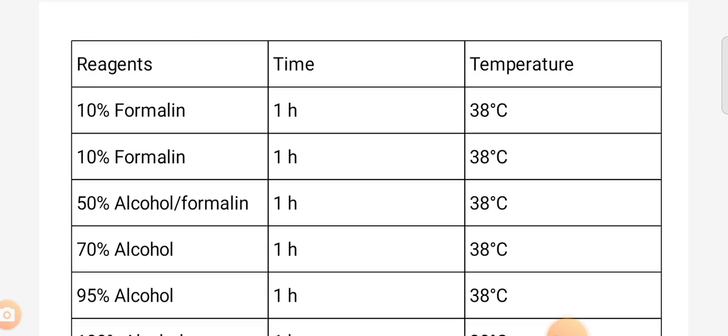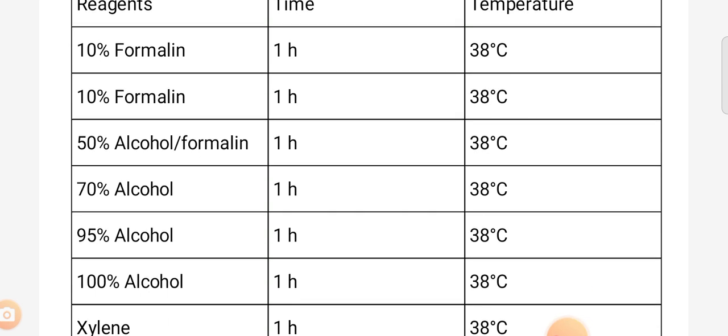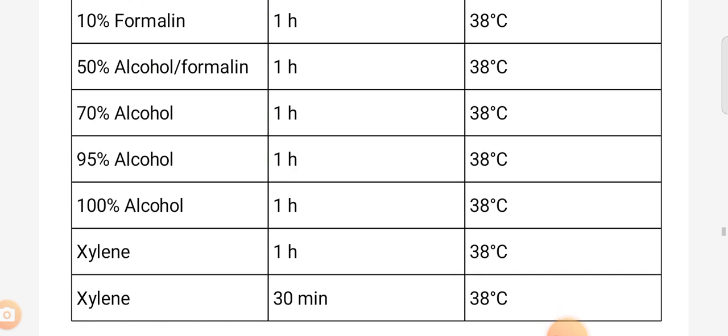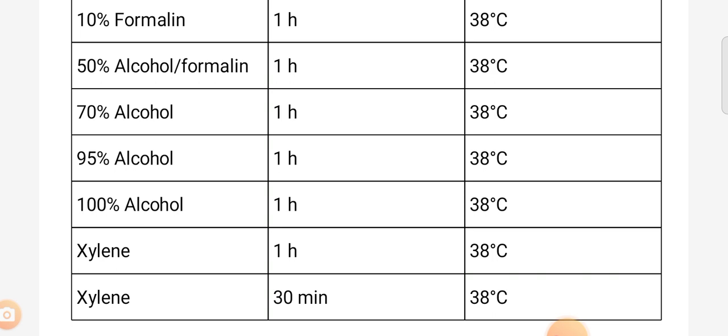Reagents. Procedure for embedding: 10% formalin for 1 hour at 30 degrees Celsius, and after dipping, wash in water. Then 50% alcohol for 1 hour at 30 degrees Celsius. Next one, 70% alcohol for 1 hour, maintained at 38 degrees Celsius, and 95% alcohol for 1 hour, maintained at 30 degrees Celsius.